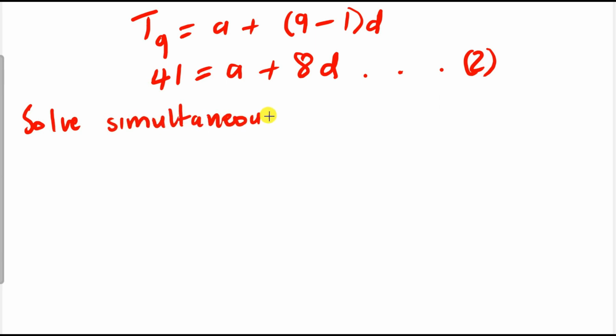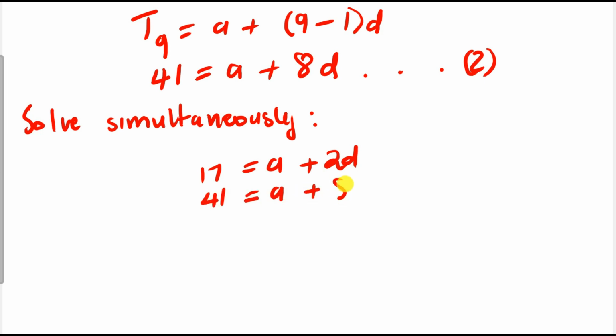So solve simultaneously. Equation 1 was 17 equals a plus 2d. Equation 2 is 41 equals a plus 8d. Sorry, this is equation 1, this is equation 2.